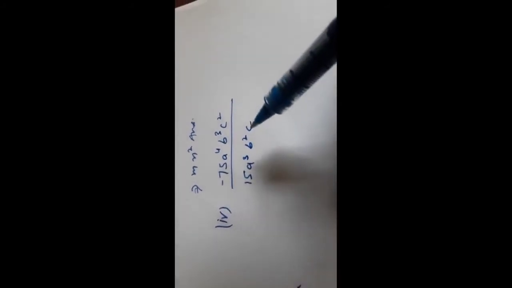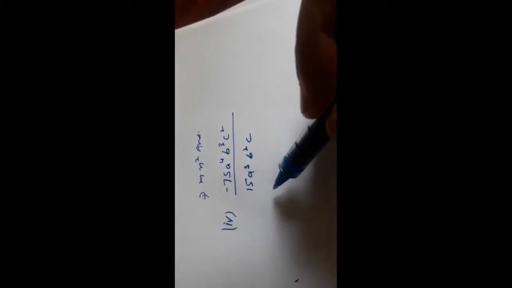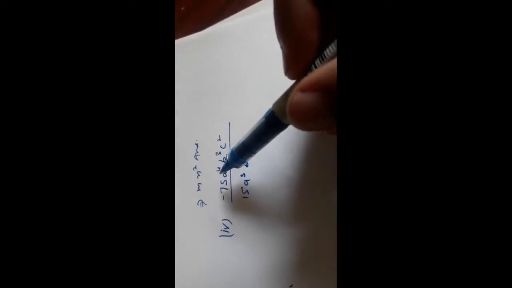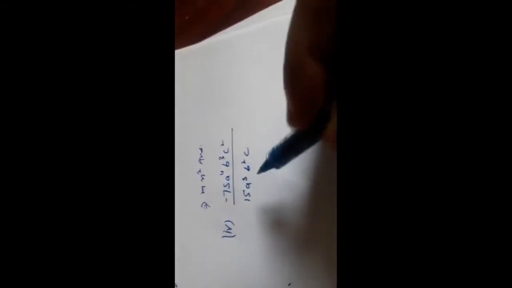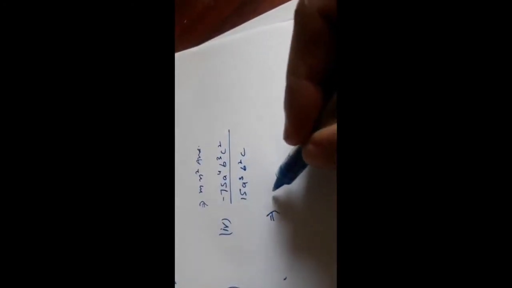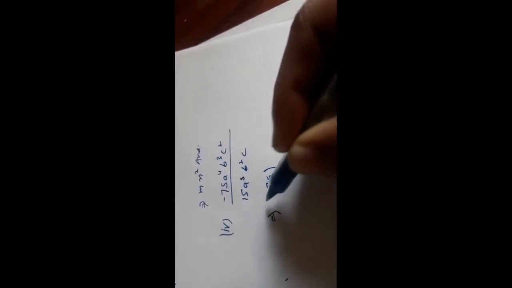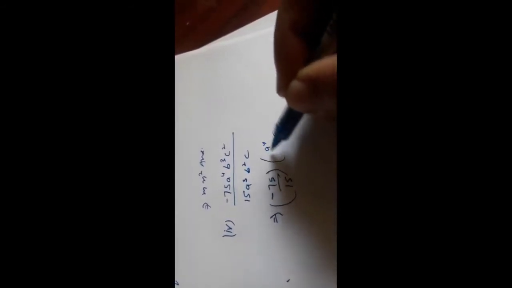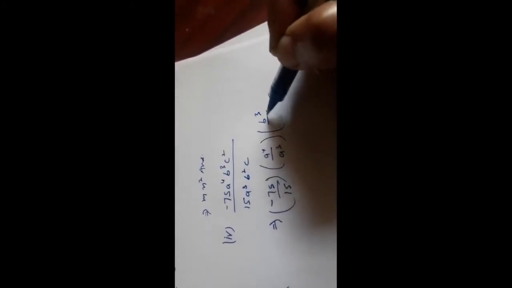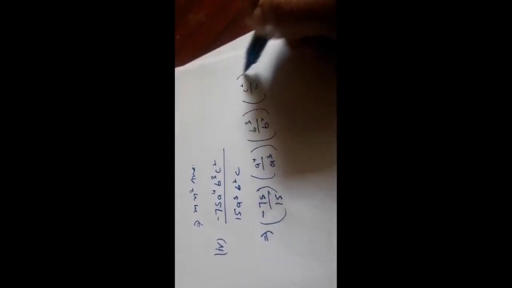The fourth part is minus 75 a raised to the power 4 b cube c square by 15 a cube b square c. So we will write the question like this, then we will separate the constant with the constant and variable with the variable. So minus 75 by 15 in a single bracket, a raised to the power 4 by a cube in another bracket, b cube by b square in a bracket, and c square by c in another bracket.